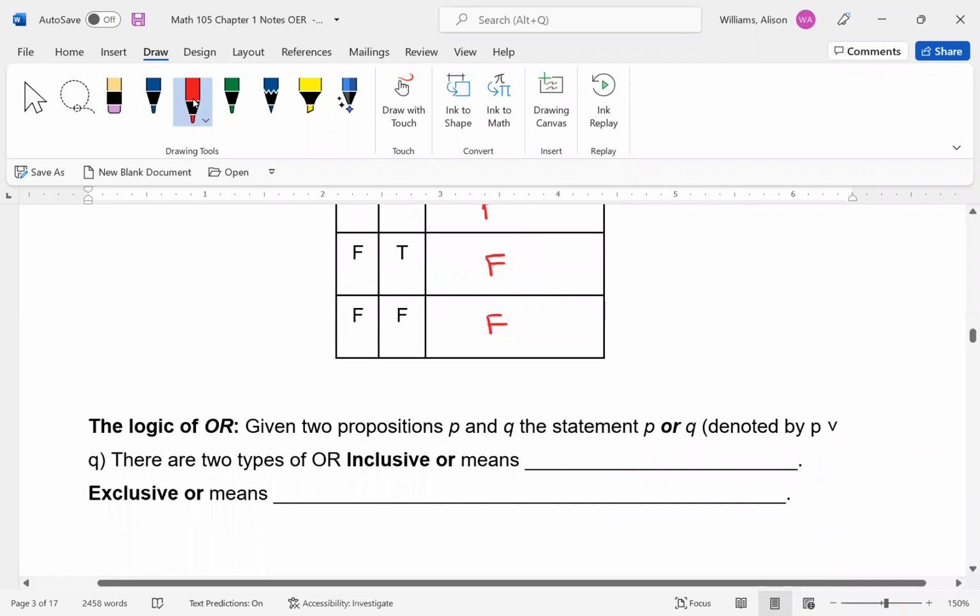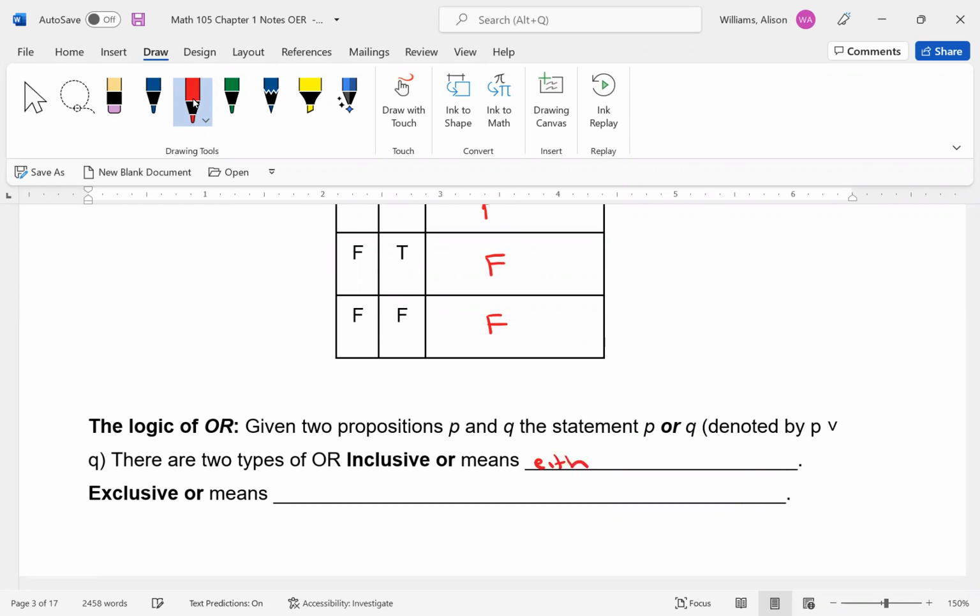So for or, it's a little bit different. If you're given two propositions, there are two types of or, by the way. There's two ways you say or. There's the inclusive or, which means either or both. It could be referring to one or the other or both together. Exclusive means it has to be one or the other only. Can't be both. In other words, one or the other has to be true.